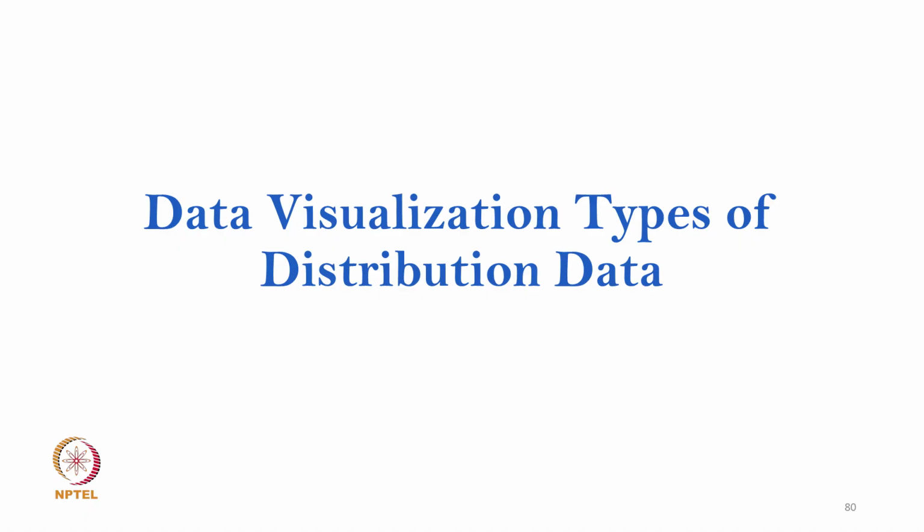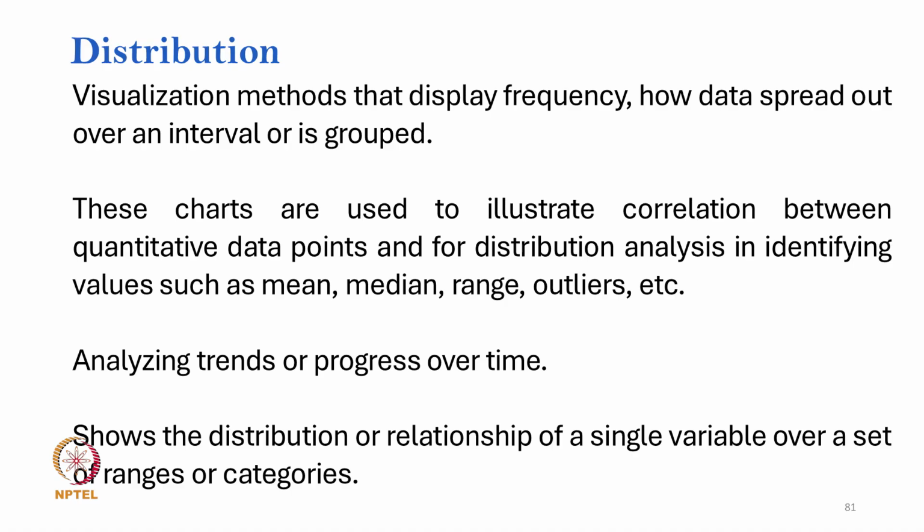Another type of data visualization is distributions. Distribution is a method of displaying the frequency and how data is spread out over an interval or in a group. These data charts are used to illustrate the relationships between quantitative data points, and distribution analysis helps in identifying values such as mean, median, range, outliers, etc. The distribution shows the relationship of a single variable over a set of ranges and categories.